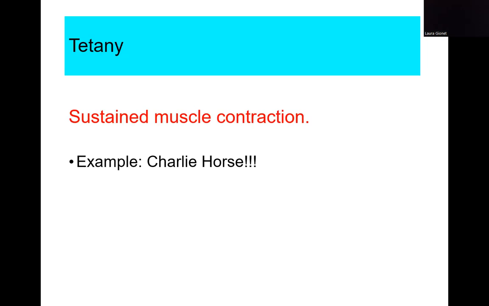Tetany is called sustained muscle contraction. So if you've ever had a Charlie horse, a cramp in your gastrocnemius, your calf muscle, you know what I'm talking about. That's tetany, sustained muscle contraction.